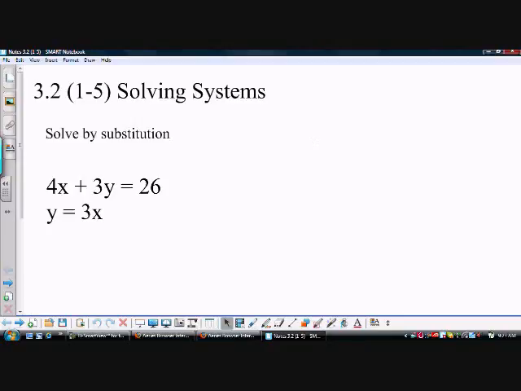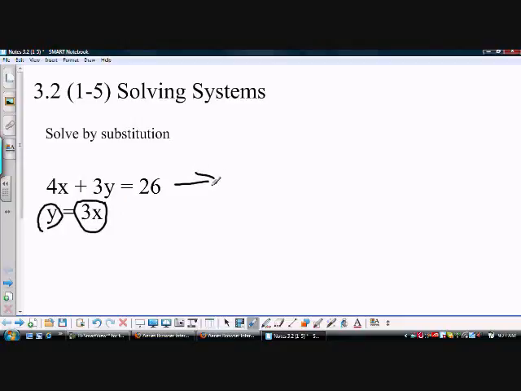All right, so we're going to solve by substitution. I'm going to isolate one of the variables and substitute it into the other. In this particular problem, I already have an isolated variable. The y is isolated. Everywhere I see a y in the other equation, I'm going to replace it with 3x.